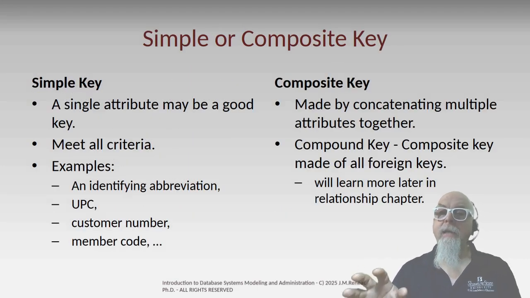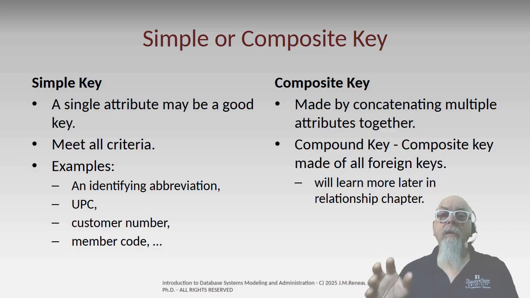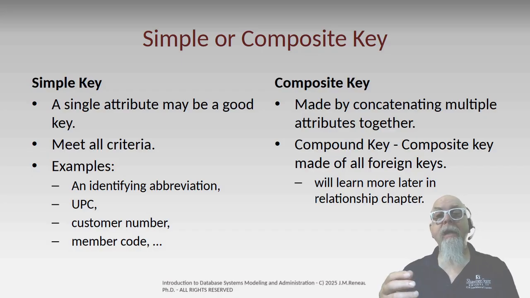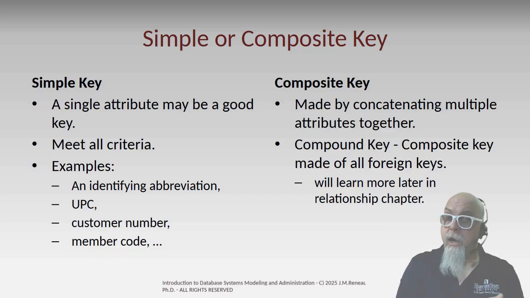Now, I've alluded to this in my previous slides. A key can be a single attribute, a simple key, or a key can be a composite key of multiple attributes jammed together. Let's talk about a single key. A single key would be just a single attribute that makes a good key, meets all the criteria we've talked about before. Examples: an identifying abbreviation.